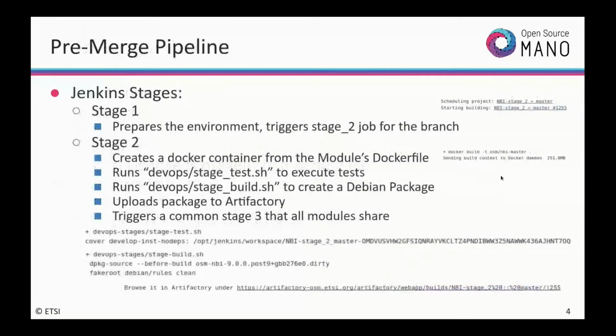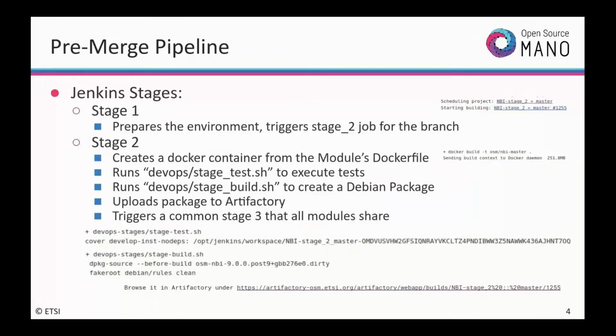What happens after that is Jenkins wakes up and goes through a series of build stages. The first stage prepares an environment, basically checks out the code, gets things ready, and then creates a stage 2 job for that. The stage 2 job will create a Docker container for the purpose of running tests. This Docker container comes from the module itself.